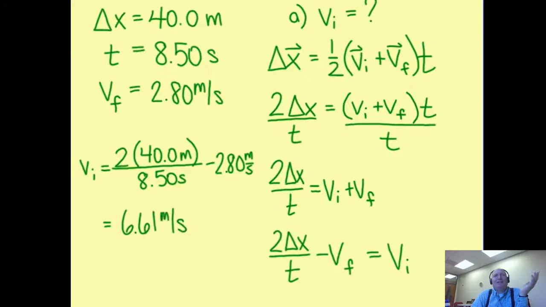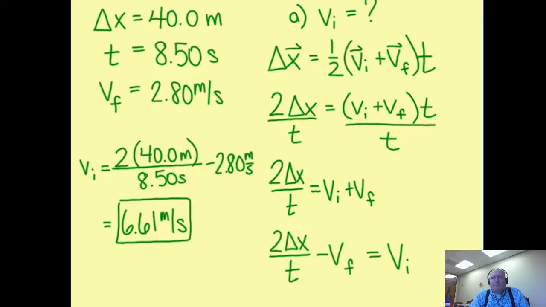Cool. I love all these. And we stop and ask ourselves, is that reasonable? Is it reasonable that a truck would be going 6.61 meters per second? That's absolutely reasonable. If you think about a truck moving and how big 6 meters is, that seems pretty darn reasonable. It's like 20 miles an hour or something like that. So that's our answer to part A.